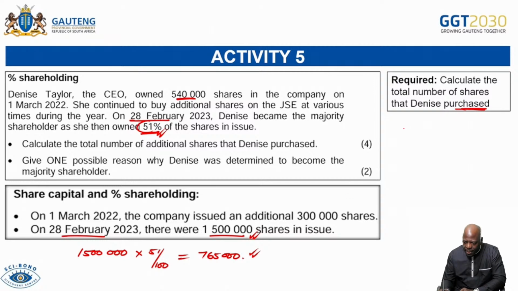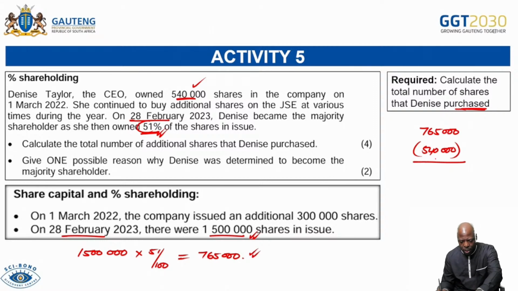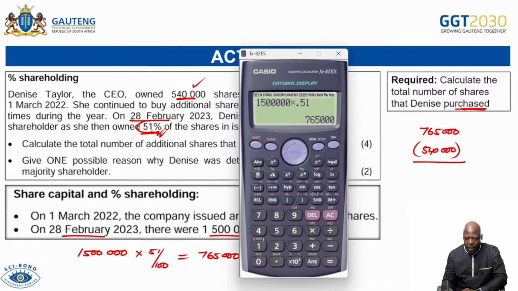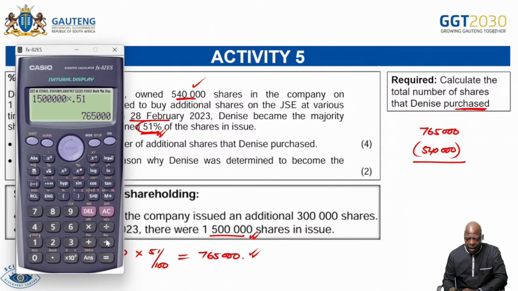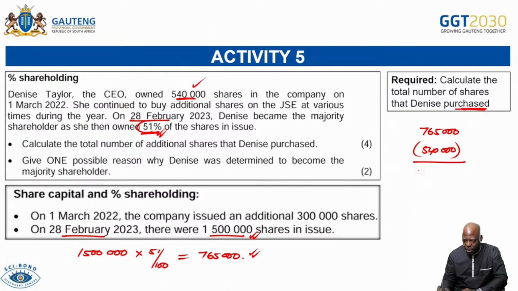So if she has 765,000 shares as of 28 February, yet she was having 540,000 shares, how many shares has she acquired now? How many shares did she purchase? So we're coming here to say 765 minus 540. That is going to give us 225,000 shares.